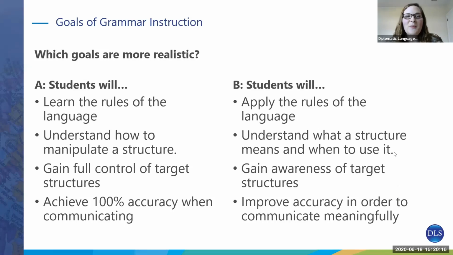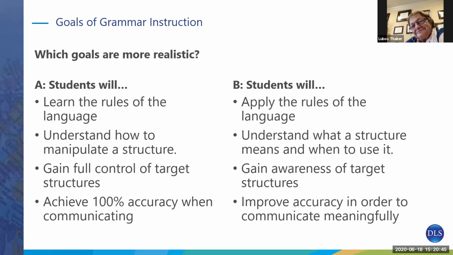Okay, I'm seeing several people in the chat indicating column B. Yeah, absolutely. And I think any goal of expecting the student to get 100% accuracy is just not realistic. It's not going to happen. And so I think do it in our own language. Exactly, right? Yeah, we can't even do that in our first language.